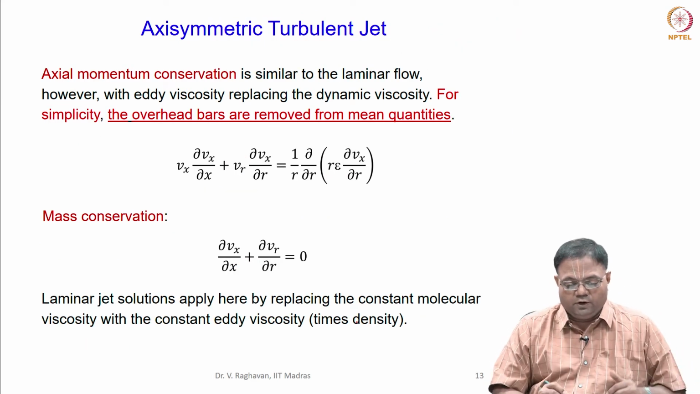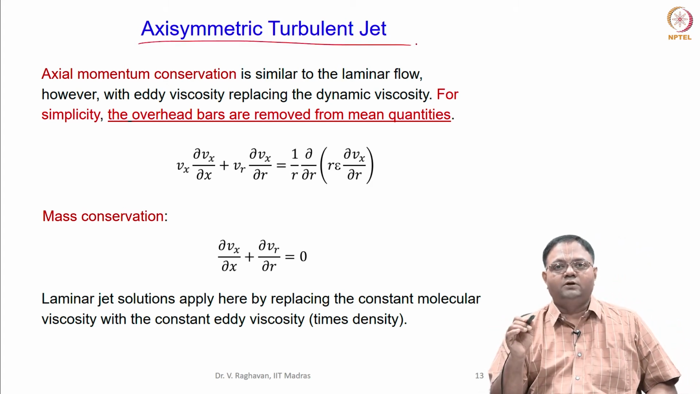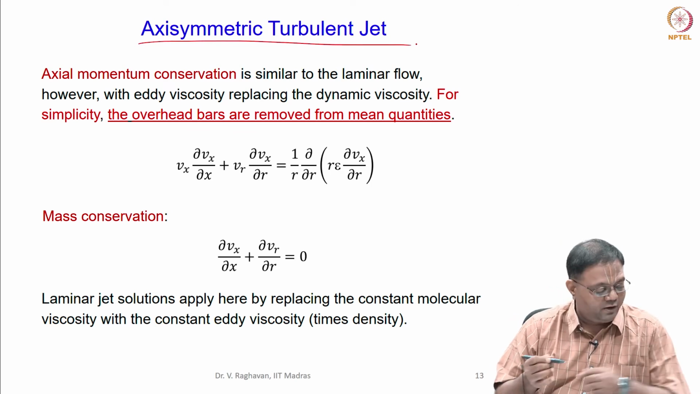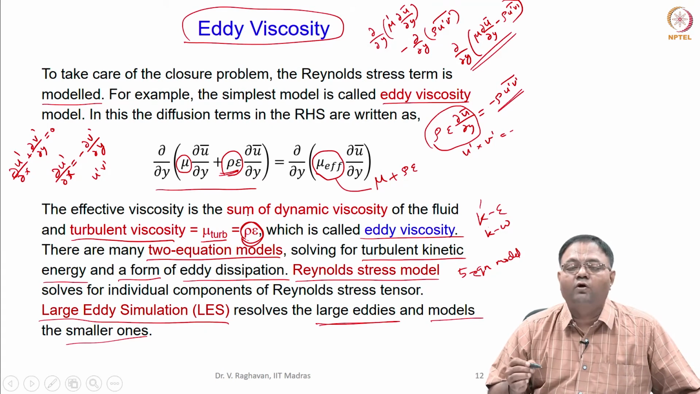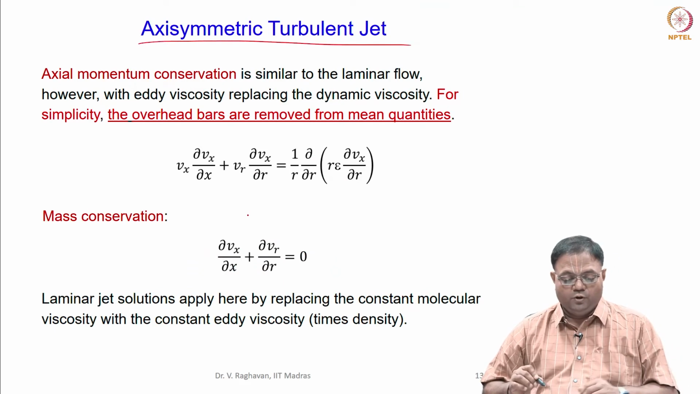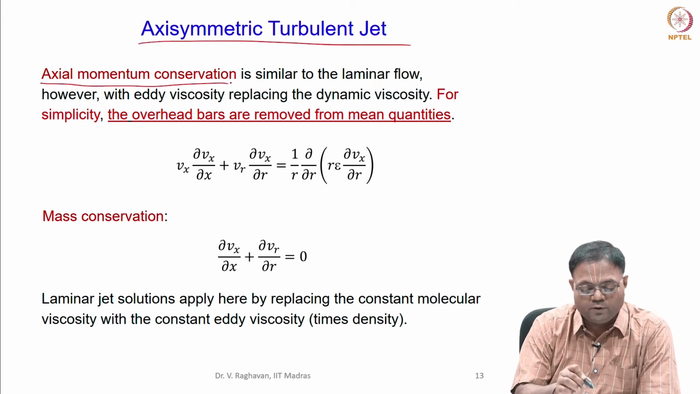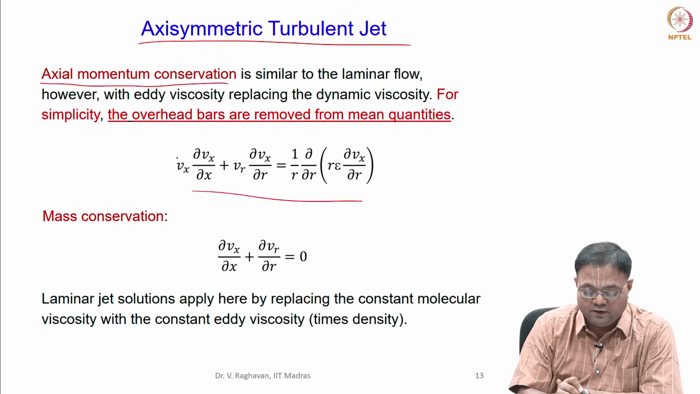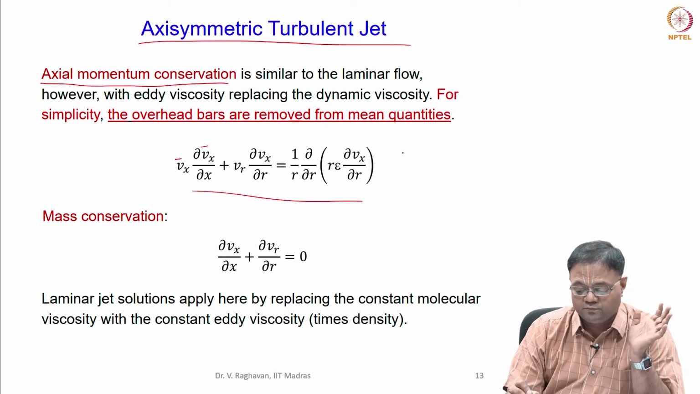Okay. Now, let us do a simple analysis of an axisymmetric turbulent jet. We have already seen the axisymmetric laminar jet analysis. Now let us see how we can apply this eddy viscosity, which we have introduced, to solve for the turbulent jet. The axial momentum conservation equation is written here. Please understand that we have to put bars on Vx, but I have removed the overhead bars for simplicity. All are mean values.